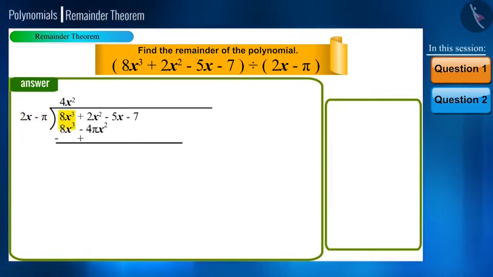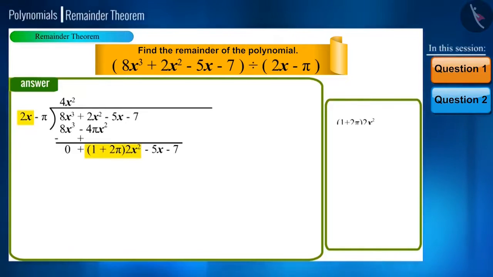On subtracting, 8x cubed minus 8x cubed will become 0 and 2x squared plus 4 pi x squared will add up to form 2x squared plus 4 pi x squared. We can take 2x squared common and write it as 1 plus 2 pi multiplied by 2x squared. With this, we will carry the remaining terms of the dividend with their signs below.